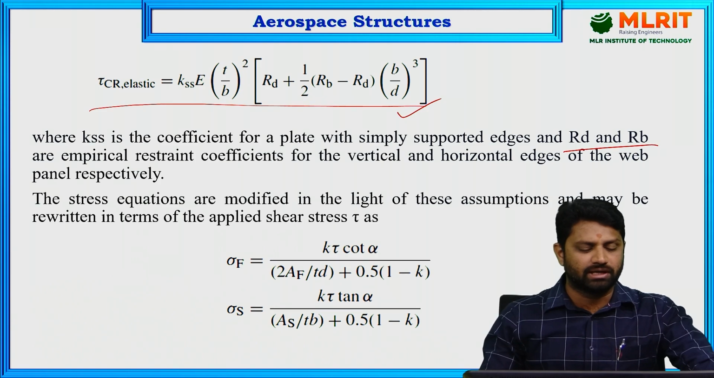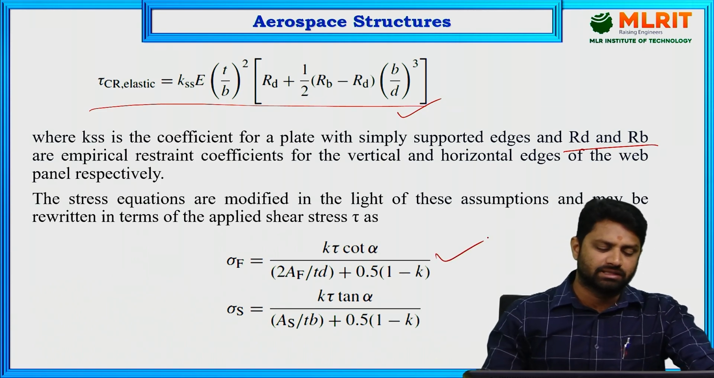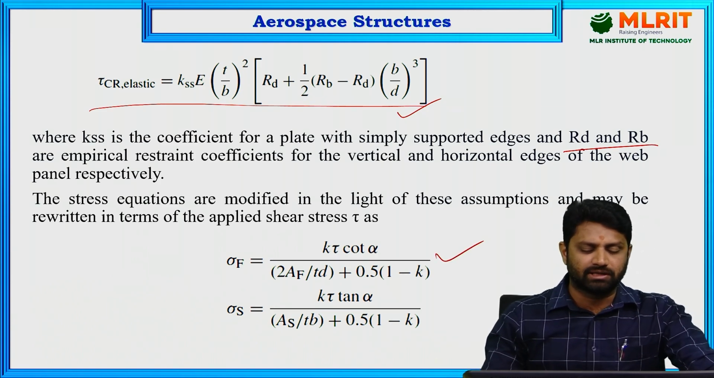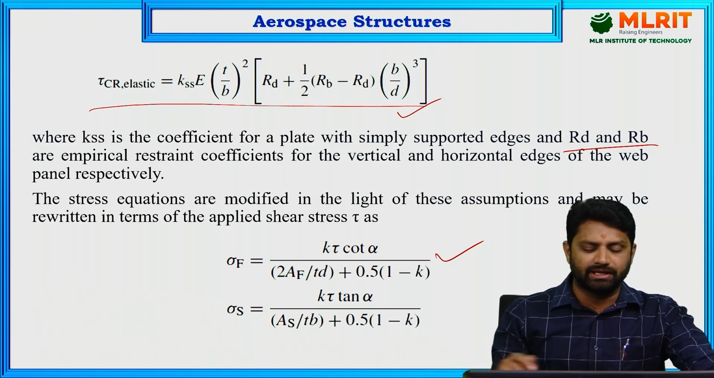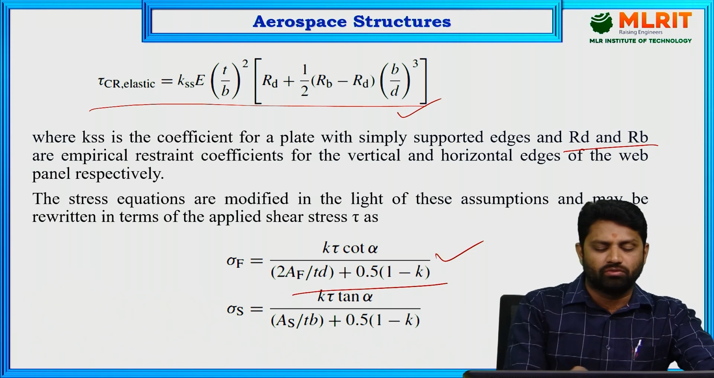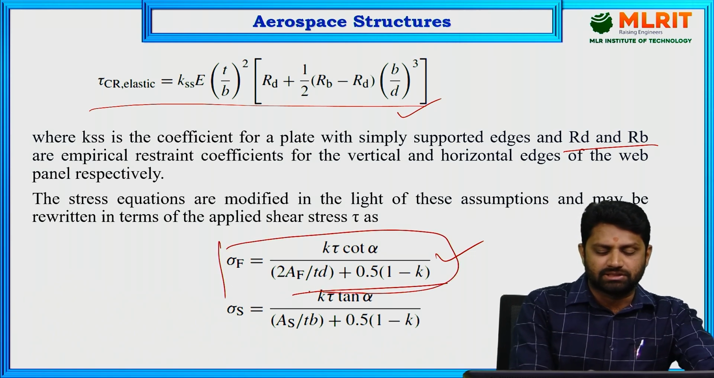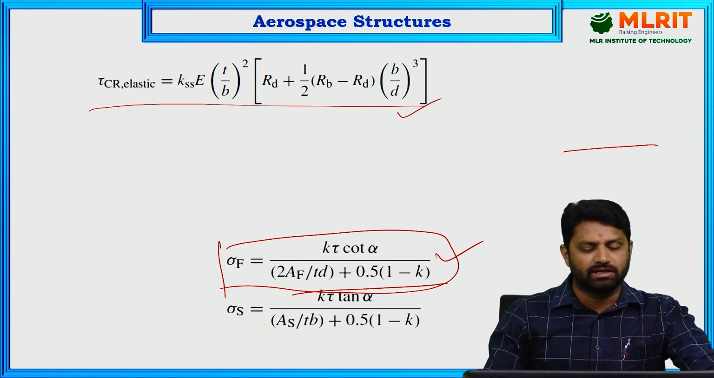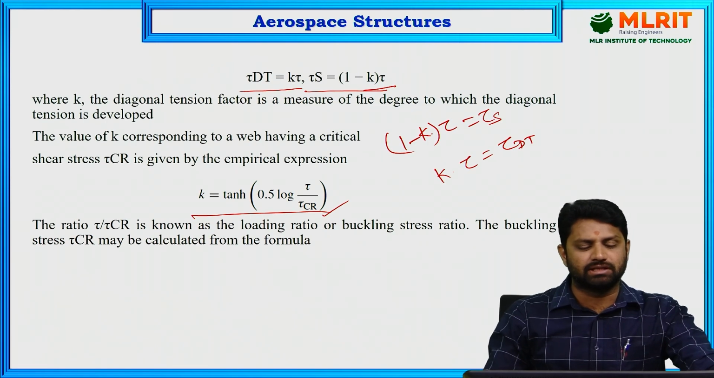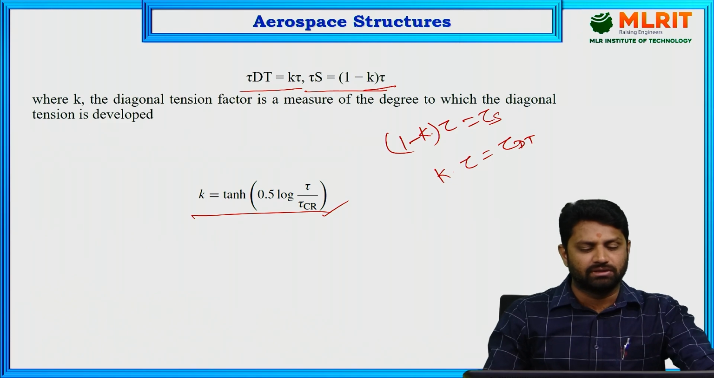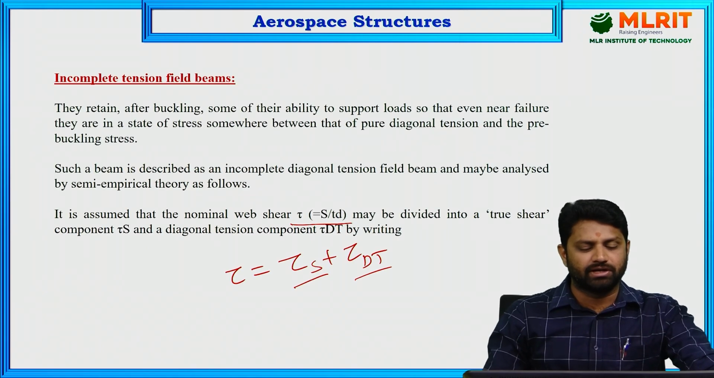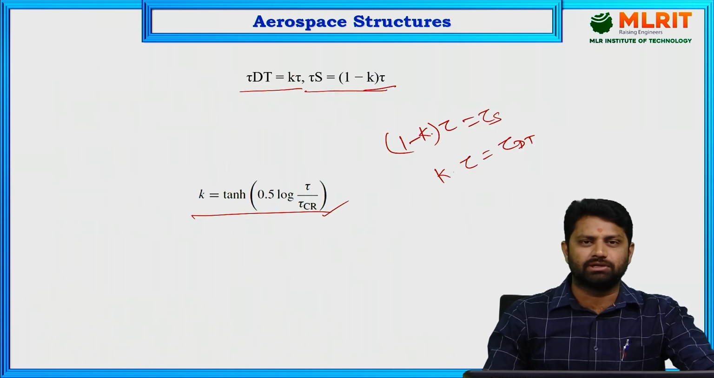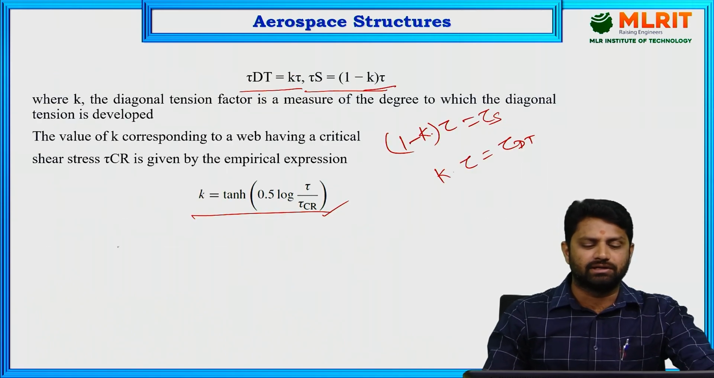So we are going to rewrite the stress in the flange, that is nothing but K tau into cot alpha divided by 2 into AF by TD plus 0.5 into 1 minus K. So this is the stress in the flange. As we have already discussed, the diagonal tension shear is going to be divided into two components in the web shear: one is the true shear component, and another one is the diagonal tension component.